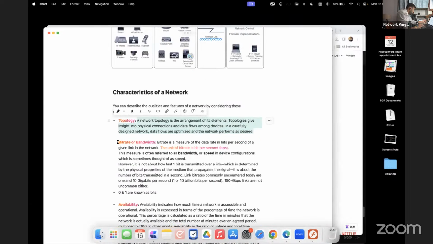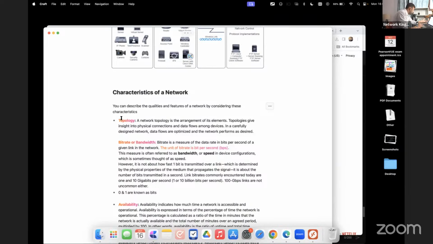Okay, so this is what we call bit rate. Everything in networking depends on the bandwidth. Okay, so the unit of bit rate is bits per second. So what are bits? 0 and 1 are called bits. So the calculation is bits per second, BPS. So this is also called bit rate. Bit rate or bandwidth is also a measure of data rate in networking.